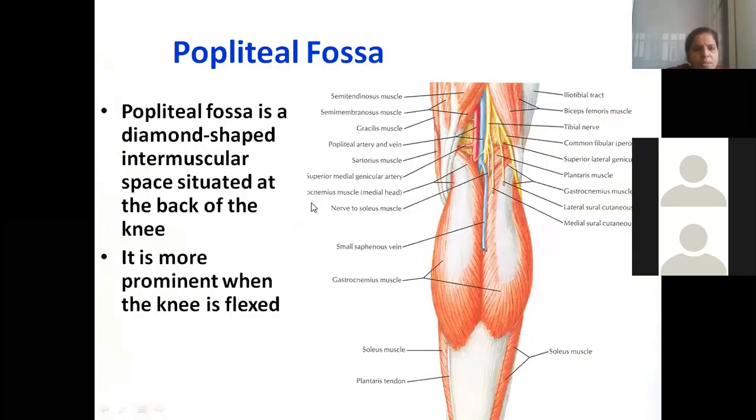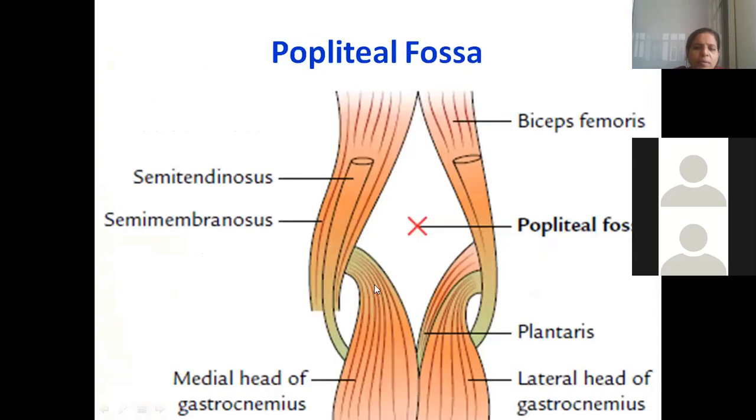Now see the popliteal fossa. This is a diamond-shaped intermuscular space situated at the back of the knee. It is more prominent when you flex your knee, and you can feel it for yourself. This is Vishram Singh's picture you have. Wherever we have semimembranosus and semitendinosus, that is the medial side. Biceps femoris is on the lateral side, isn't it? So the popliteal fossa has four boundaries. What are those? Superomedial, superolateral, inferomedial, inferolateral.